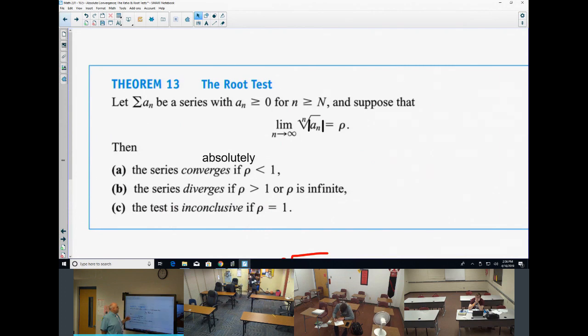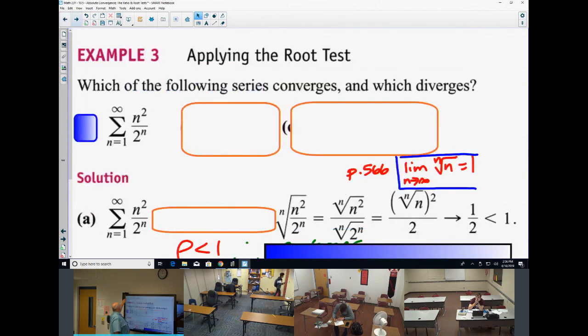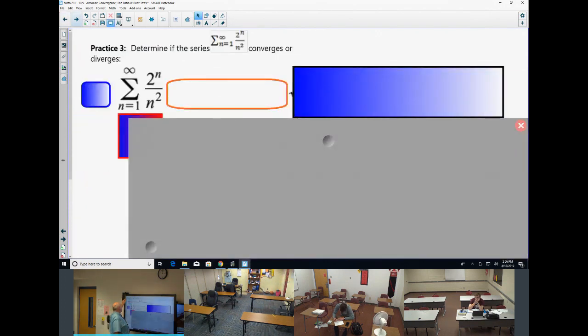All right, so let's see if you can do practice 3. So now I've got it as 2 to the n over n squared. So use the root test.